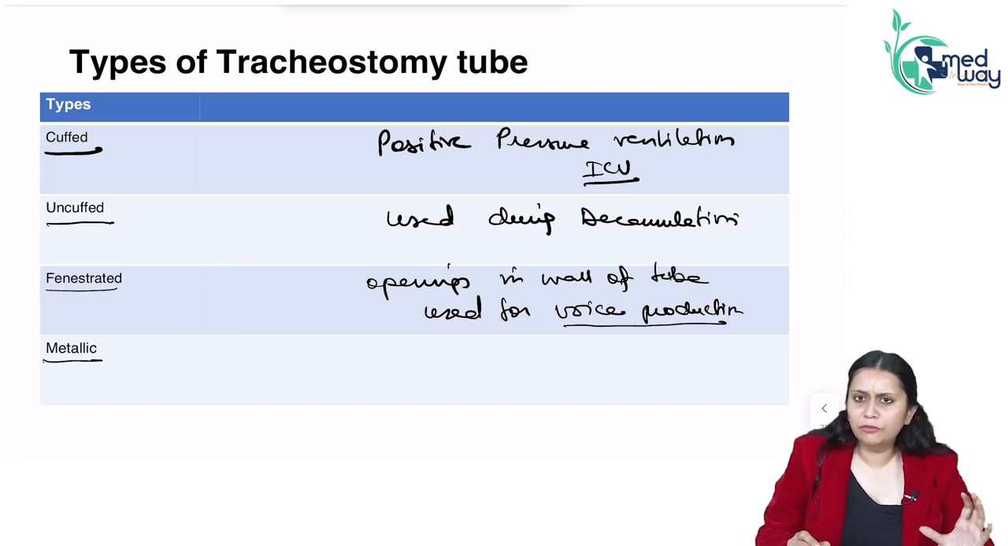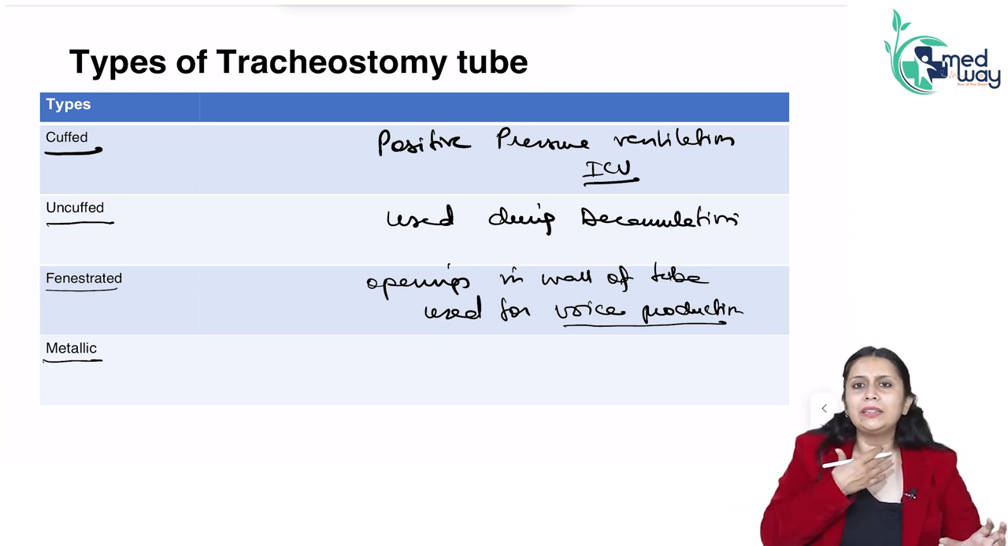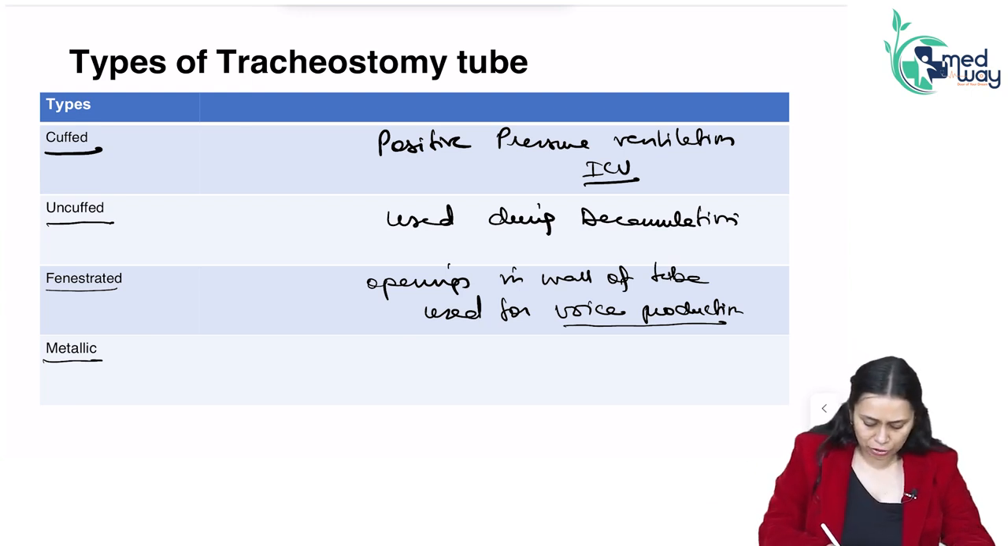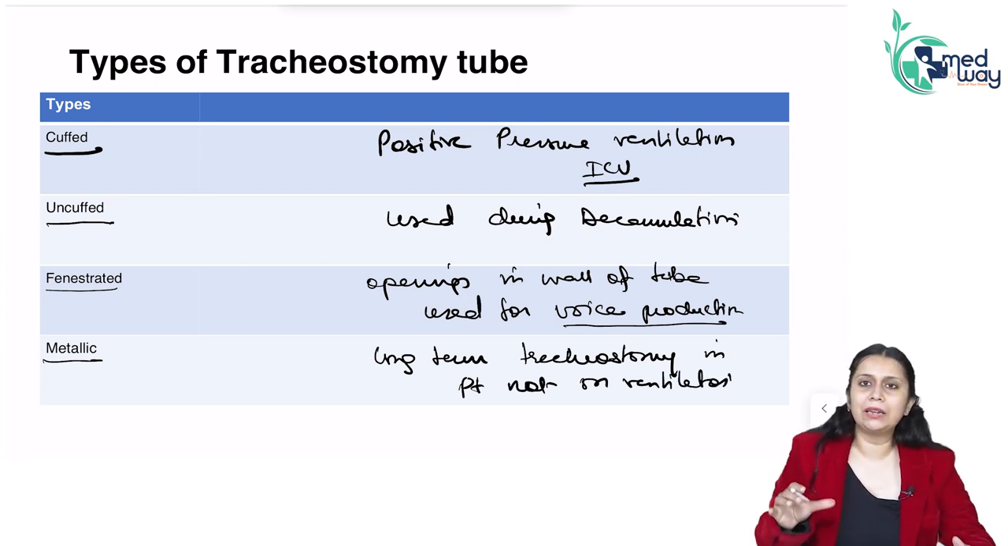Then we have the metallic tube. The metallic tube is not used in patients who are on a ventilator, because they don't have a connector for ventilation. They are only used when the patient cannot maintain the airway for some reason, like a mass or tumor, but can breathe. So this just creates patency. This can be removed, washed, and then reinserted in a patient. So the metallic tube is used for long-term tracheostomy in a patient not on a ventilator, just to keep their airway patent. So these are the different tracheostomy tubes.